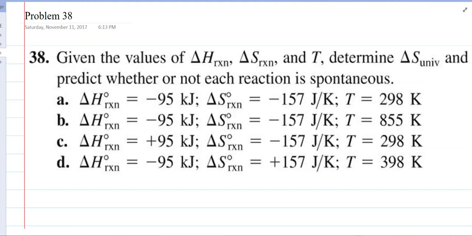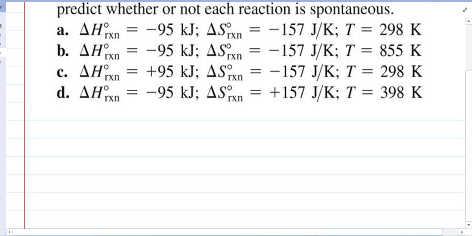238 here. Given the values of delta H, delta S, and T, determine delta S universe and predict whether or not each reaction is spontaneous. So it gives us delta S right off the bat. Well, first, delta S universe is delta S system, I'll put reaction because it's down here, reaction plus delta S surroundings. And delta S surroundings is negative delta H reaction over T.